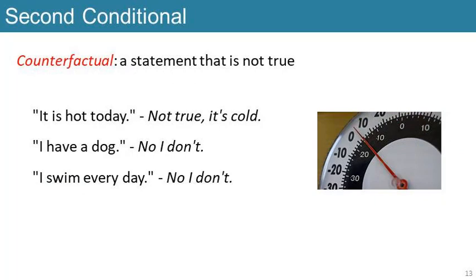The second conditional has two uses. The first use is to express a present counterfactual, a state or action that is currently not true. For example, it is a counterfactual that it is hot today. In fact, it's a cold December morning. It is also a counterfactual that I have a dog and swim every day. Neither of these is true.